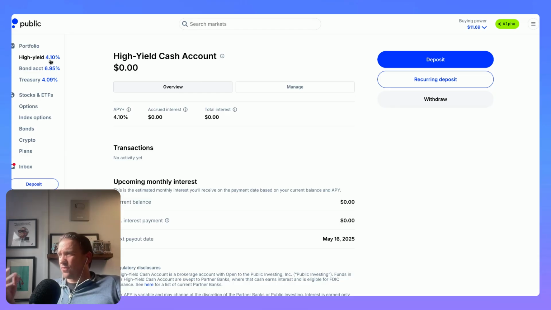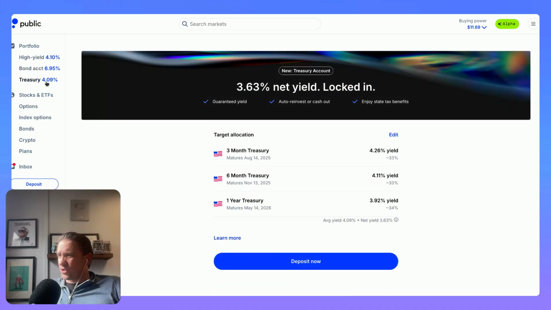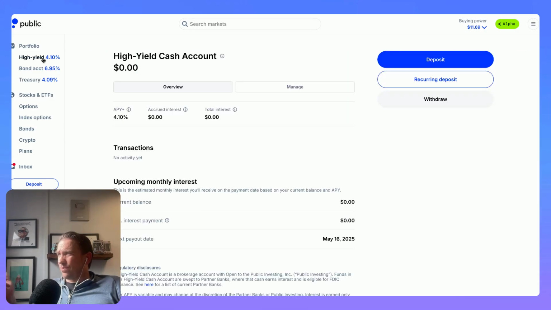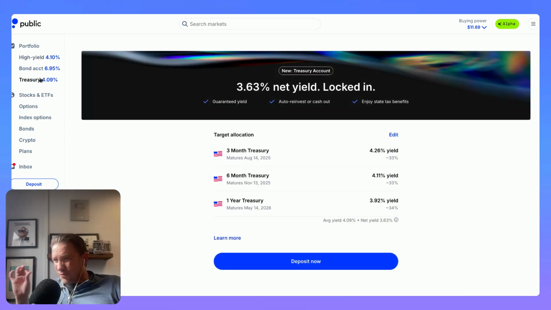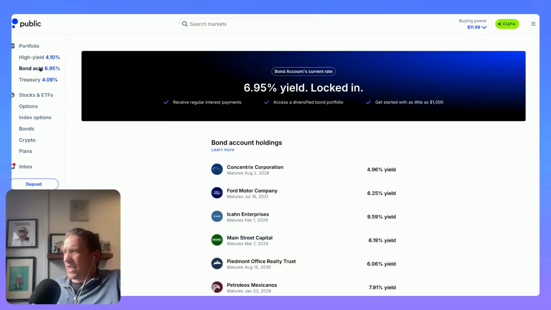Really easy to visualize, 4.1%. Bond account, 6.9%. Treasuries, 4%. So it's pretty cool that the high yield account on Public is actually getting you just a fraction more than the treasury account. Now, there's a difference between the bond account and the treasury account in that the bond account is all about buying the bonds of companies.